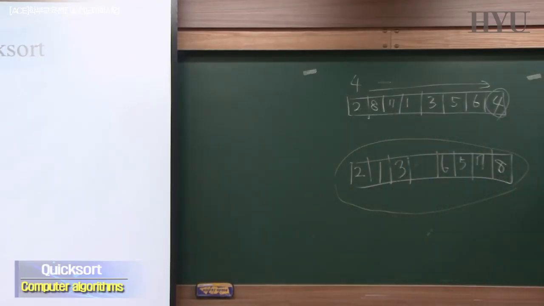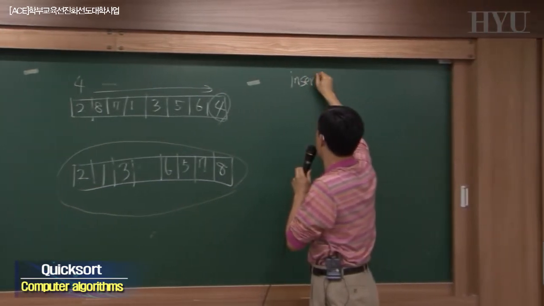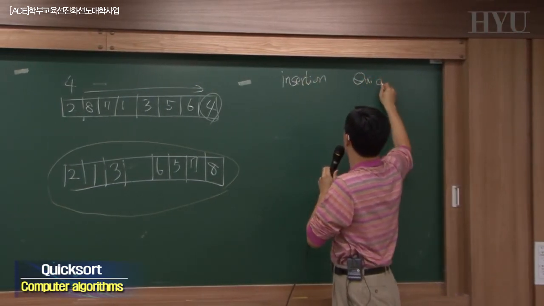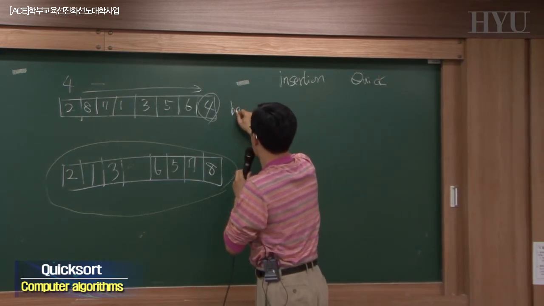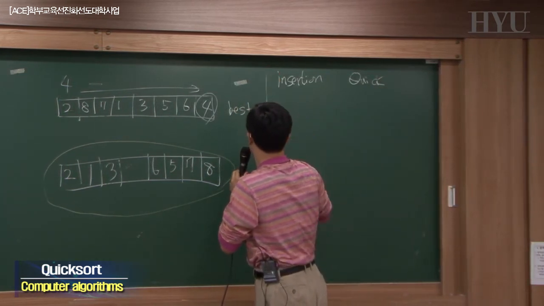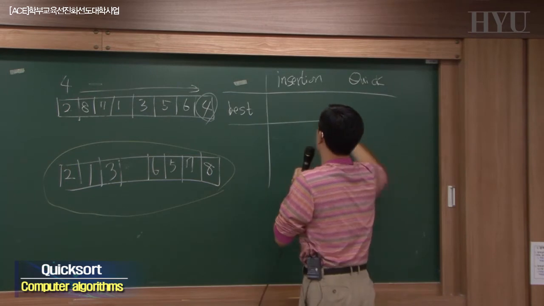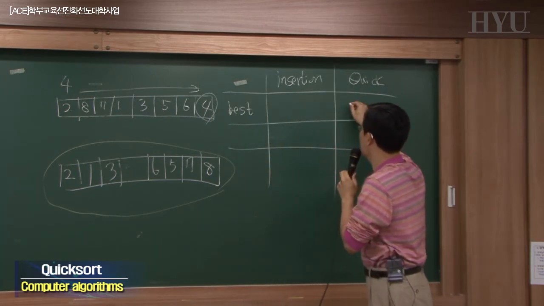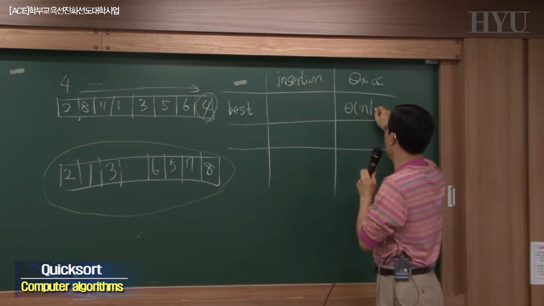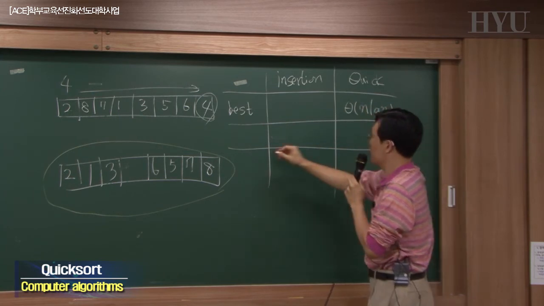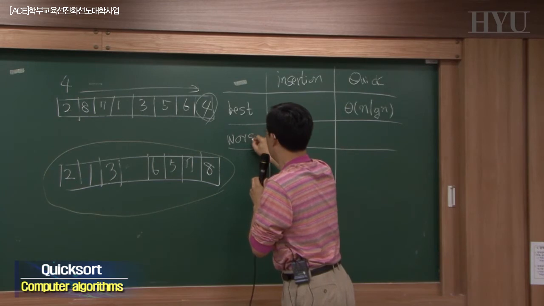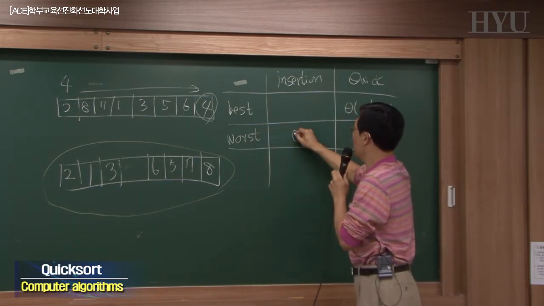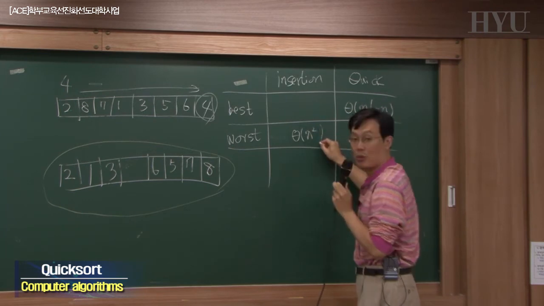Okay, let's compare insertion sort and quicksort. Best case. Quicksort's best case running time is n log n, and its worst case running time is n squared. And the worst case running time of insertion sort is n squared.